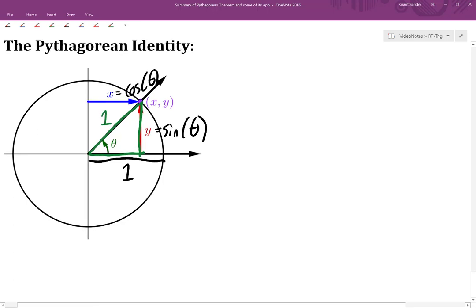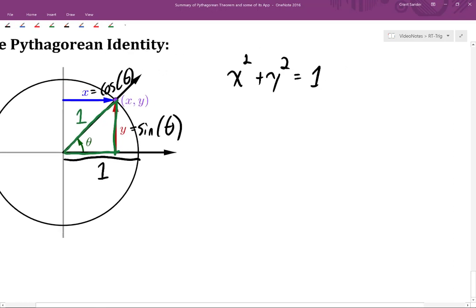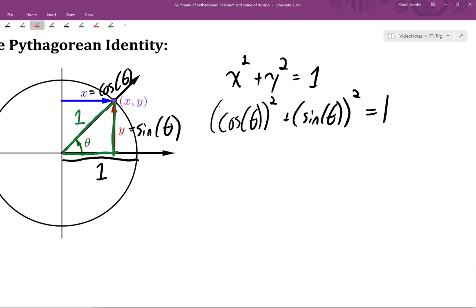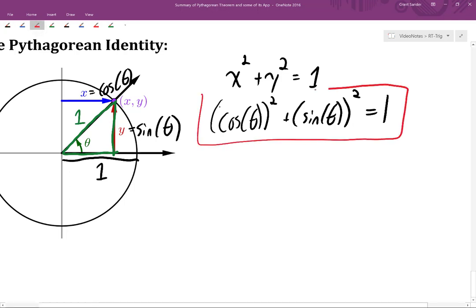Then the Pythagorean theorem tells us that x squared plus y squared is equal to 1 squared, which is just equal to 1. We can replace x and y with cosine of theta and sine of theta. Therefore, cosine of theta squared plus sine of theta squared is equal to 1. And this right here is what we call the Pythagorean identity.